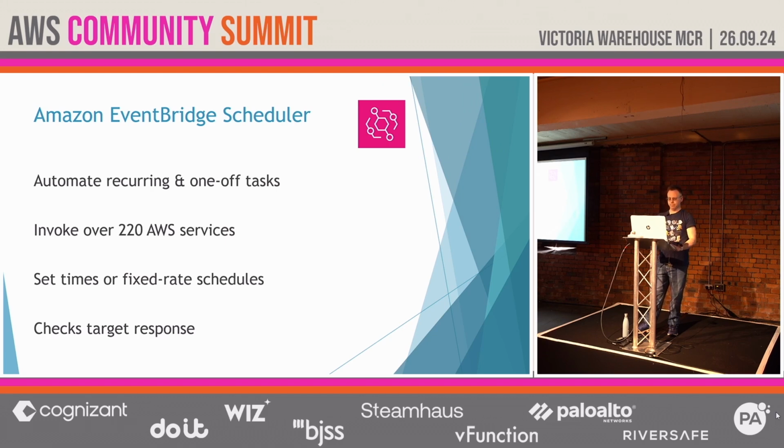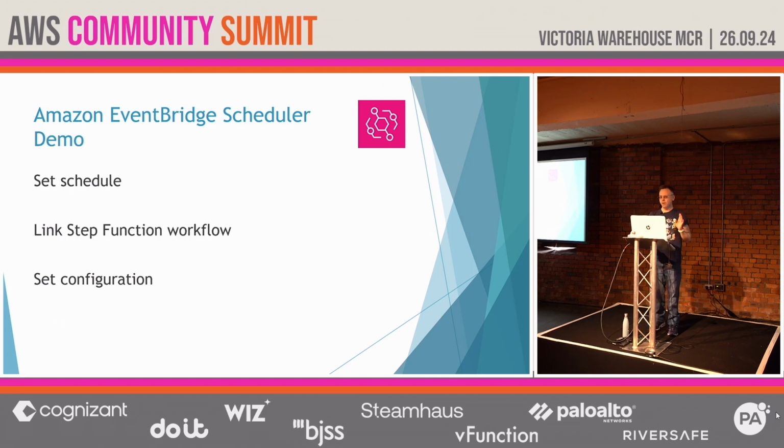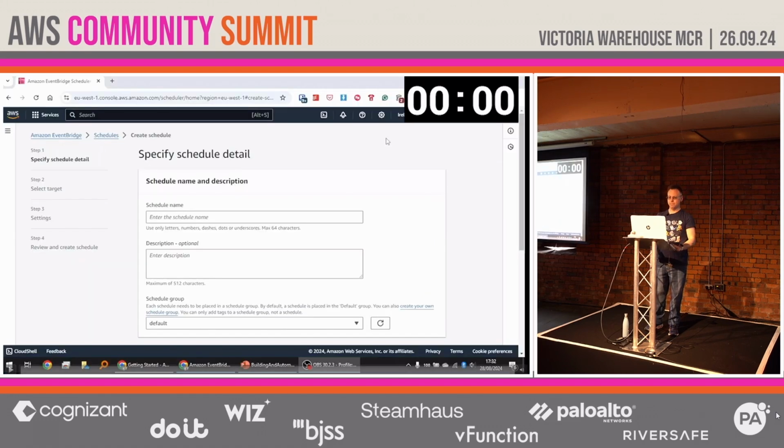final demo. So in this demo, there are 3 things going on. We're going to set a schedule, we're going to set a target, which is going to be the Step Function workflow, and then we'll just run through the options for IAM, retry policies, that stuff. Okay, this is a new schedule. I'm going to start by setting the name for it.